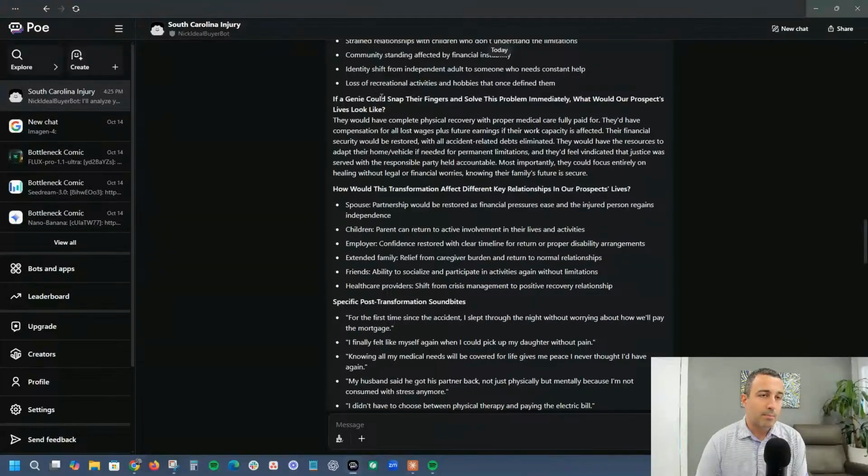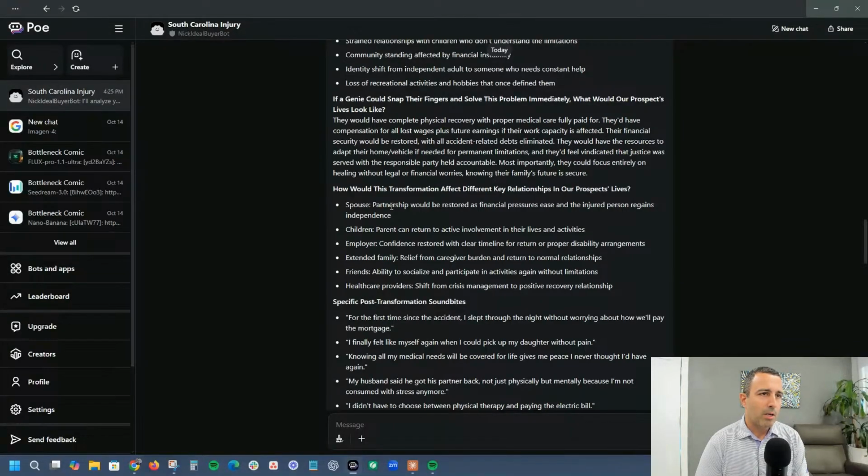I think this is, what do you think? I think this is pretty good, pretty spot on. Is there anything that you would change about this, or anything that kind of misses the mark with your ideal client? How would this transformation affect different key relationships in our prospects' lives?